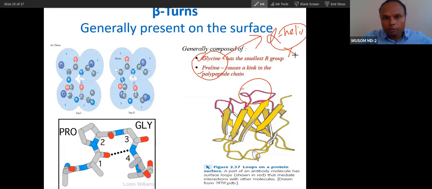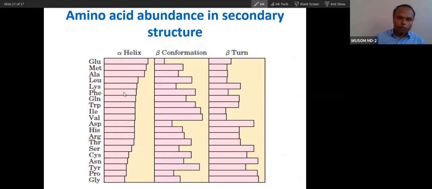Why? This is a very important point. So you can see alpha helix has very little glycine and proline, the least. But in beta conformation, beta turns, you can see they have the highest glycine and proline. Why does alpha helix not have this glycine and proline?